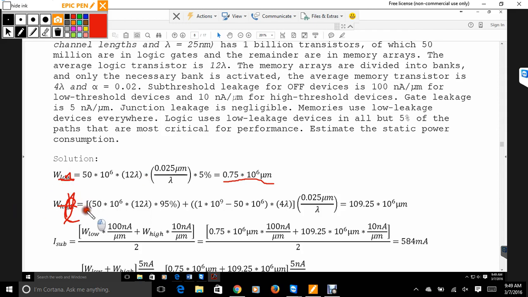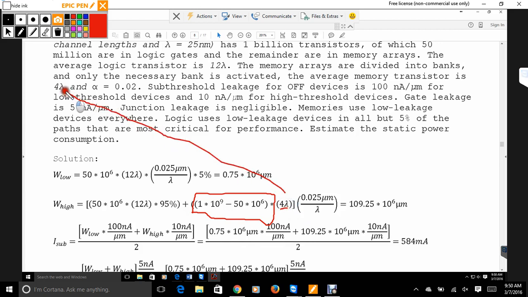And so for low, it's essentially the same equation times 0.95, because we're using these low threshold devices for all but 5% of them, right? So that becomes 95%. And then we have 1 billion minus 50 million here, which represents the number of memory elements, times 4 lambda, which comes from here, times our feature size, and that comes out to 109.25 times 10 to the 6 micrometers.